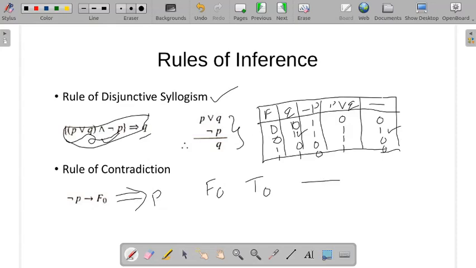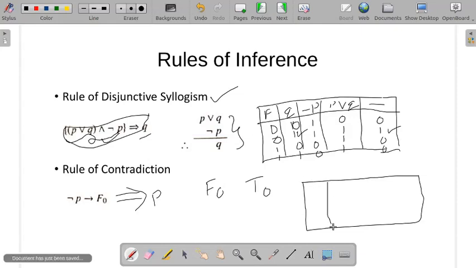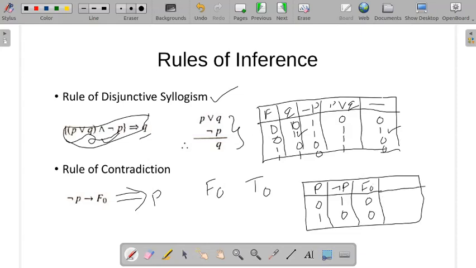So if you write a truth table here, how will it work? We need only 3 columns. Okay, so P, that is 0, 1, negation P, 1, 0. Okay, so our contradiction, its value is always 0. So our compound proposition here, negation P, conditional F naught. So how is it? 1, 0 is 0, 0, 0 is 1.